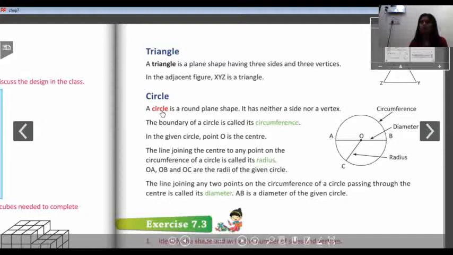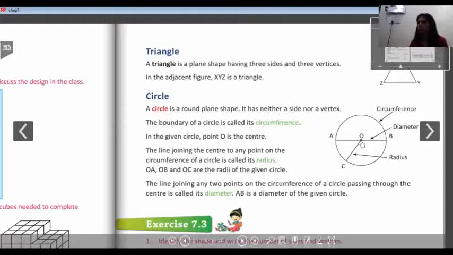Then we have circle. A circle is a round plane shape. It has neither a side nor a vertex. Like here we can see there is no vertex, no side, but it has got a boundary, and the boundary of a circle is called its circumference. This boundary which you can see here is called its circumference.